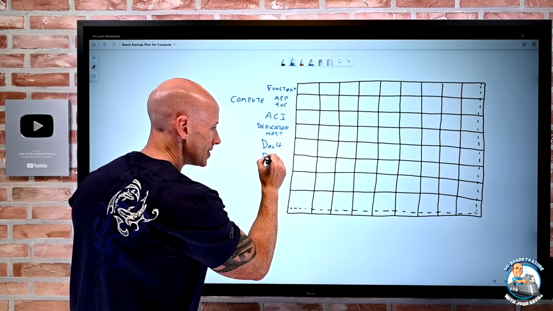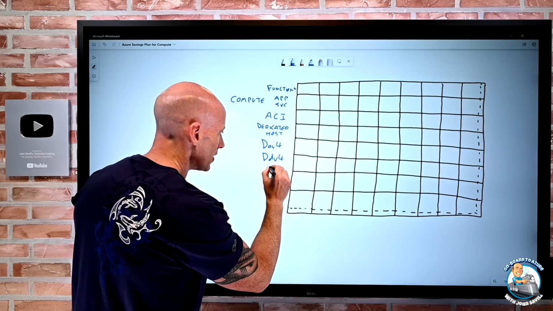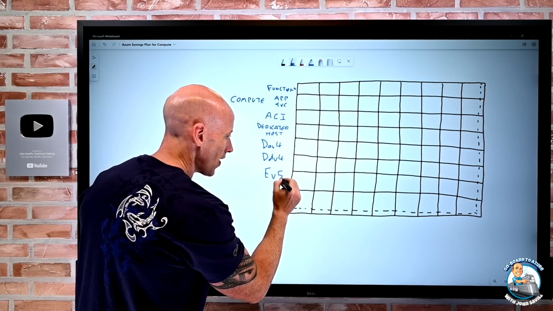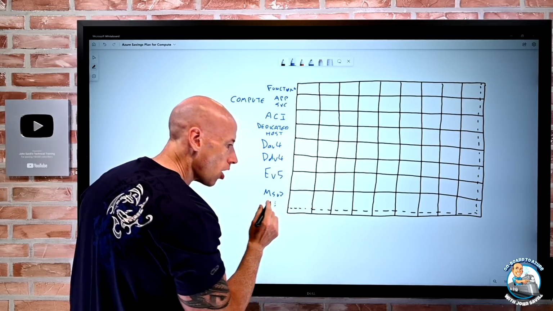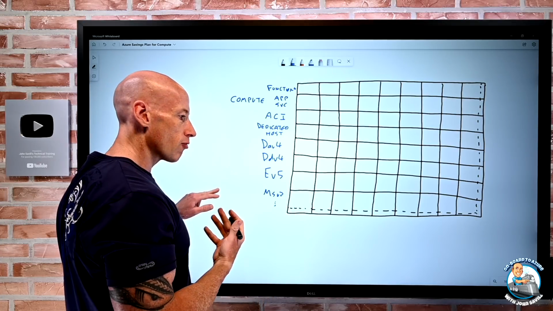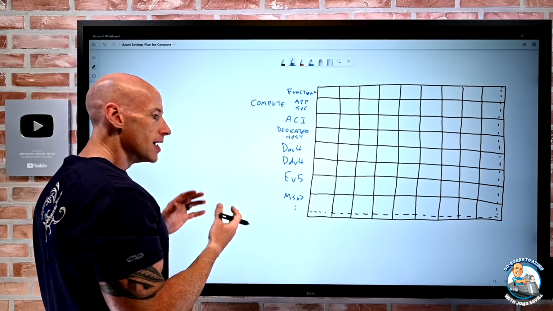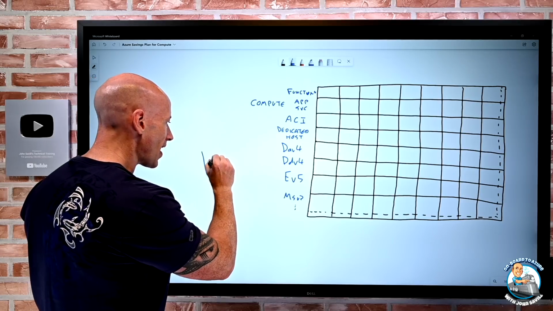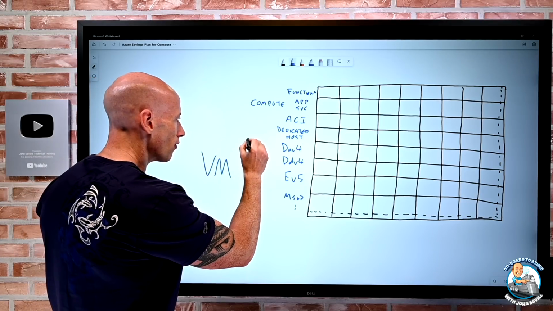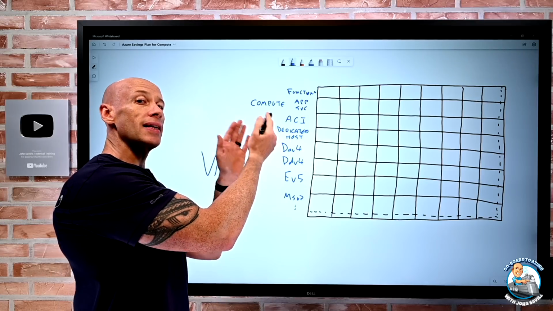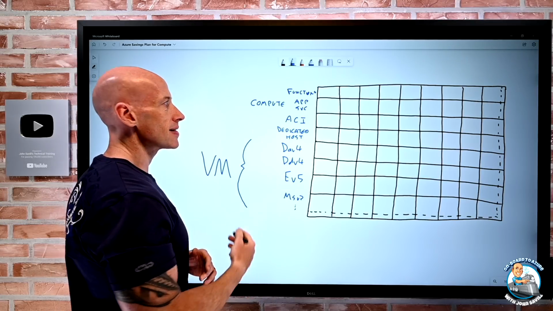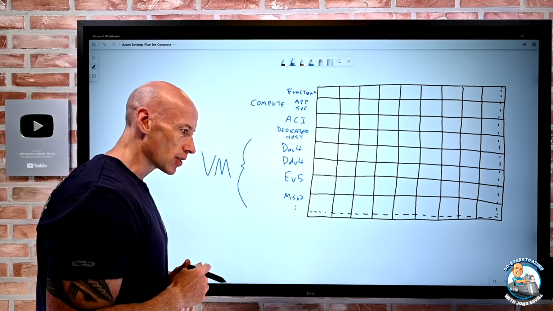For example, I might have, we'll say, a DAV4, DDV4, and EV5, and MSV2, and there's a whole set of all of those different types of virtual machines. So I can think of, I have this whole big family of different virtual machine SKUs, in addition to things like dedicated host, Azure Container Instances, app services, and functions.